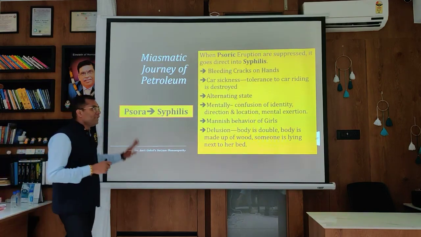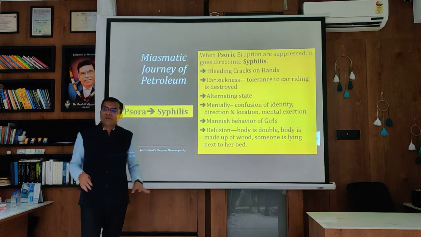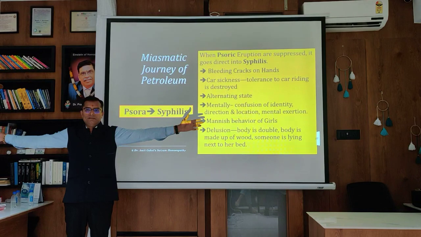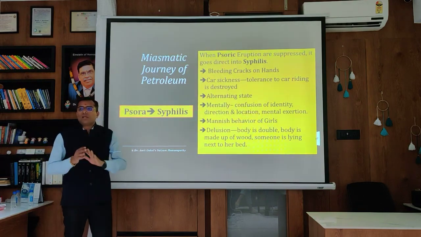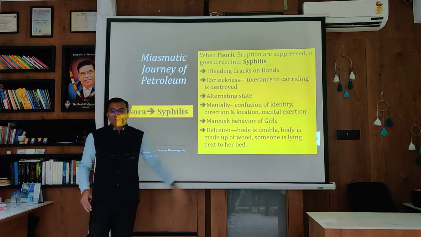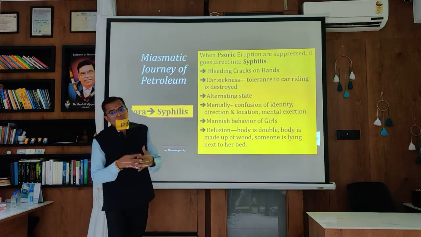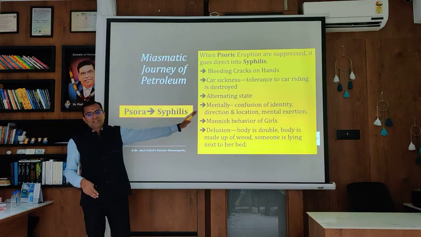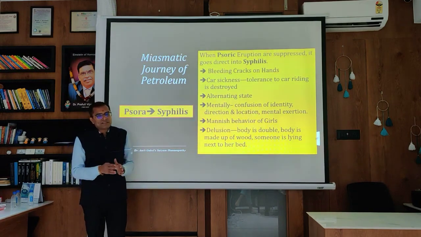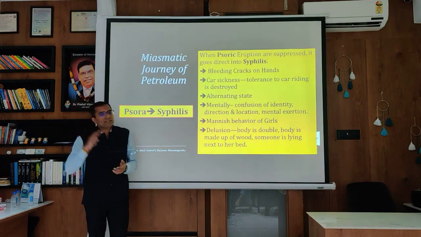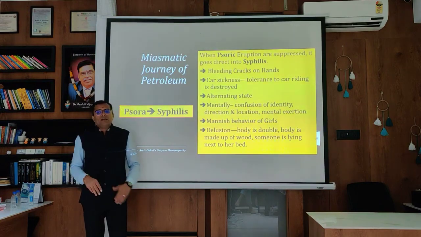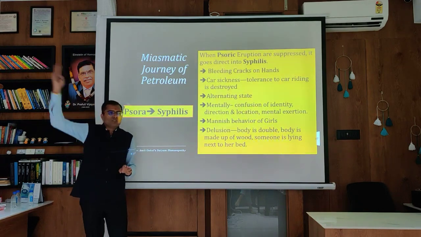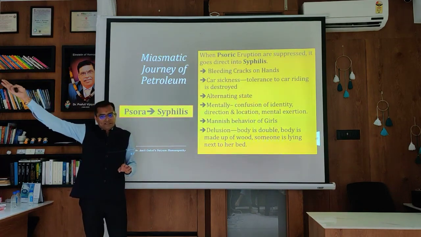Always, because in a carbon miasmatic journey, violent psora goes into sycosis for a long standing period, whereas in petroleum, psora directly goes to syphilis. What happens when a psoric eruption gets suppressed? It goes directly into syphilis. So it starts bleeding, cracks in the hand, car sickness. So car sickness, because the tolerance to riding in a car is destroyed. Okay. So again, alternating state, it is a hysterical kind of state.